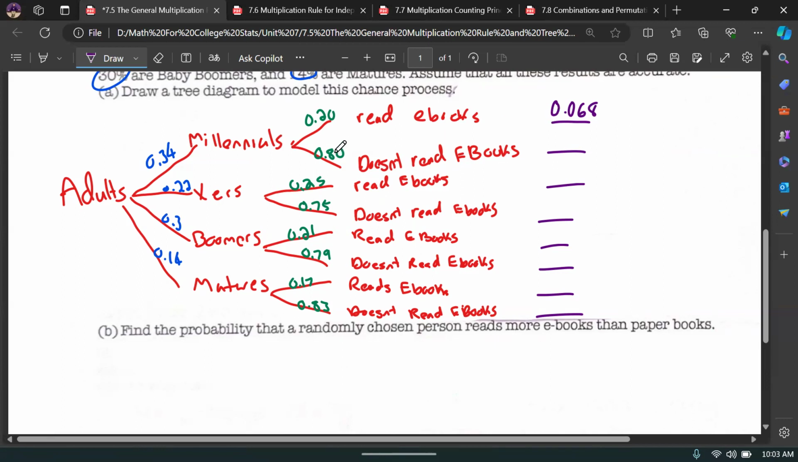Now, I can do the same thing branch to branch here. Millennials who don't read ebooks, to find the percent of the overall population, it's 80% of this 34%. So again, we multiply them together, just multiply the branches. 0.34 times 0.80 is 0.272. And I'm going to do this for all the rest of these branches. So multiplying the Xers, 0.22 with 0.25, and then 0.22 times 0.75, just multiplying these branches together to get the totals at the ends. So 0.22 times 0.25 is 0.055. 0.22 times 0.75 is 0.165.